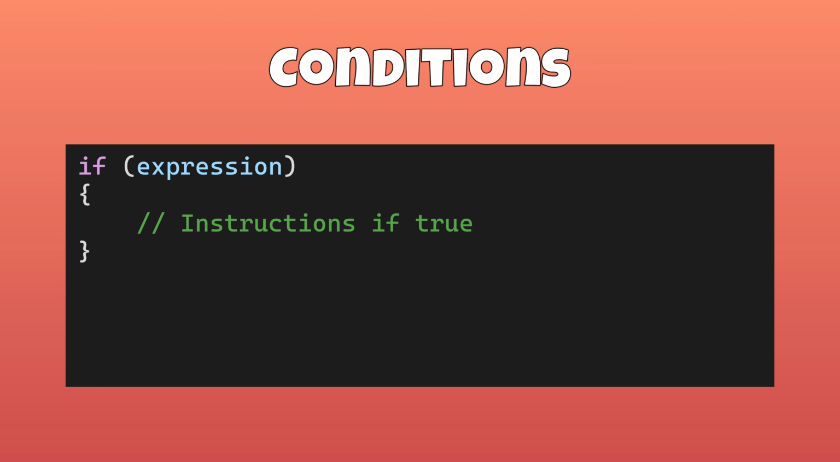The second type of condition is the if-else. It starts in the same way as the if seen previously, but then we add the keyword else, followed by a pair of curly braces that also contains instructions. These instructions will be executed if the expression evaluates to false. So, if the expression evaluates to true, we execute the if instructions, and if not, we execute the else instructions.